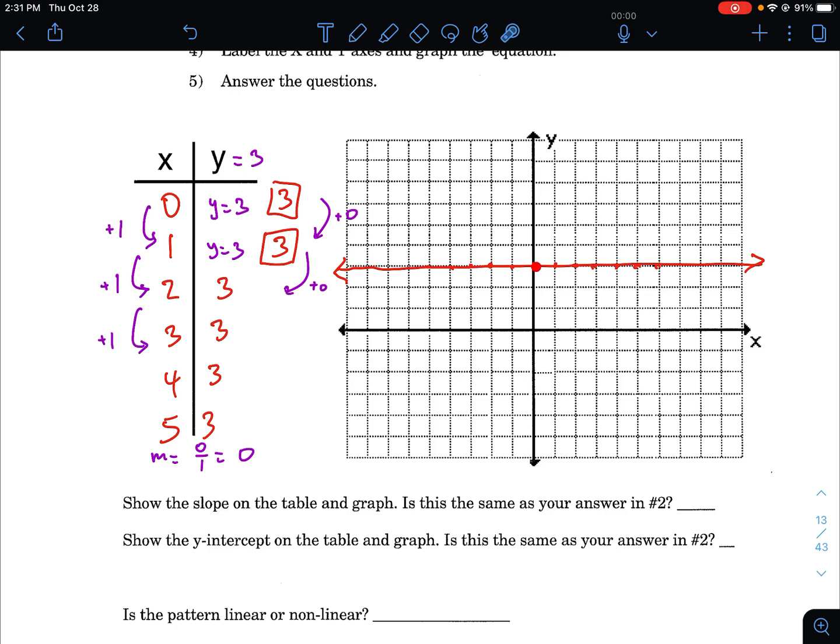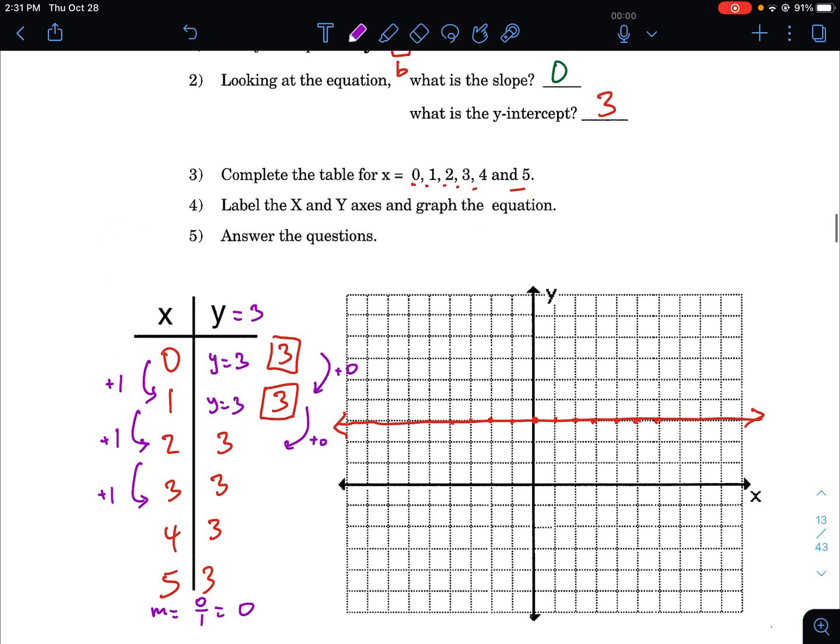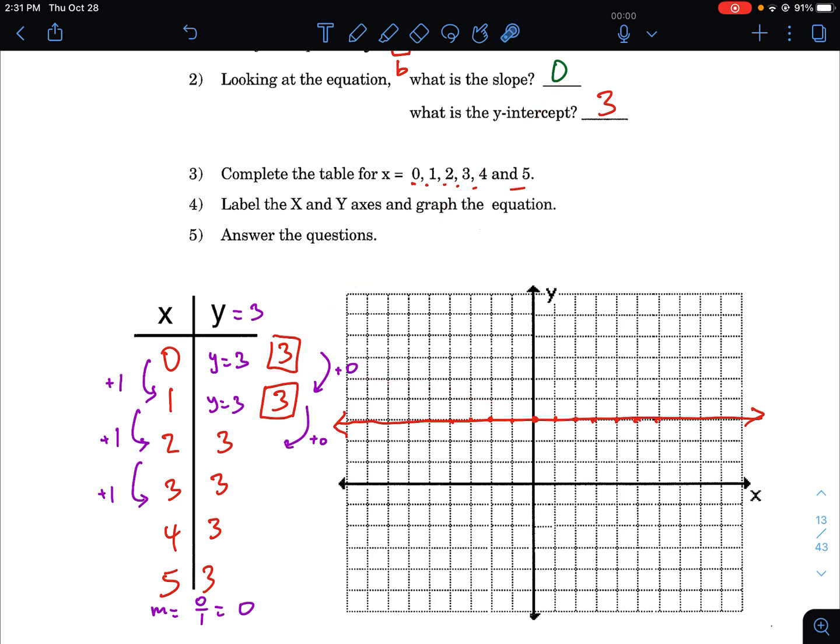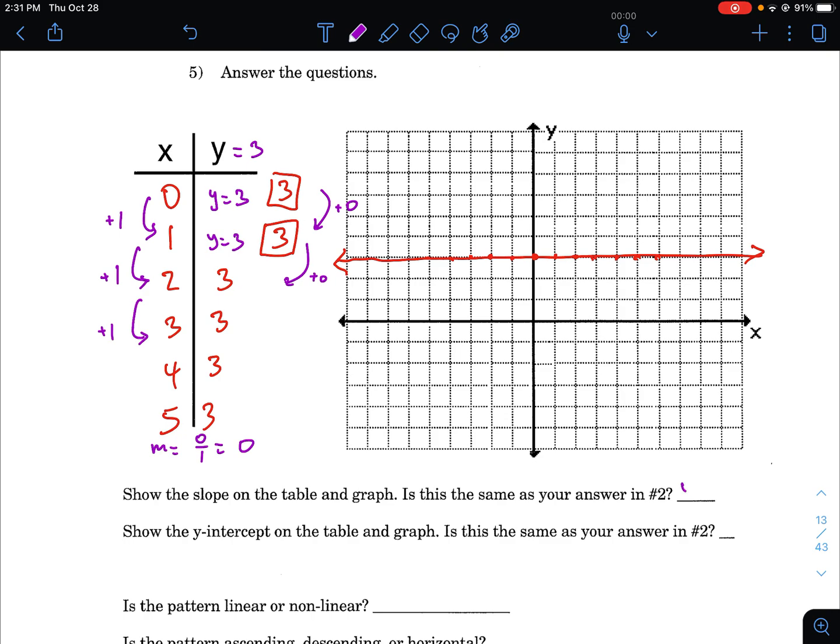This is a 0 slope because the y is not changing, but our x technically is going forever. But if it's 0 over whatever number, that's still 0. So is it still the same as our slope? We said the slope was 0, and the slope is 0 on the graph and table, so the answer is yes.